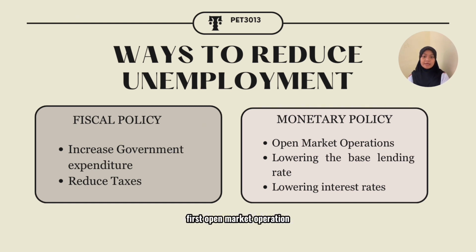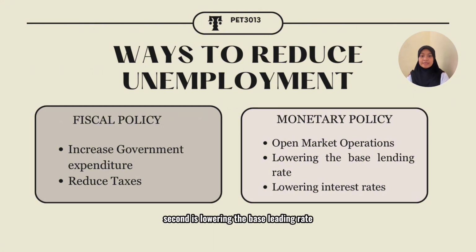First, open market operation. Central banks need to buy government securities, short-term bonds or treasury bills in the open market to increase the money supply. This can increase consumption and investment. Aggregate demand and production will increase and can reduce cyclical unemployment.